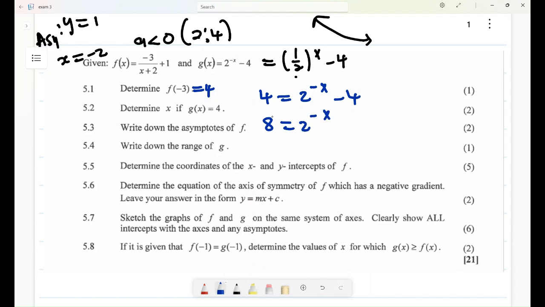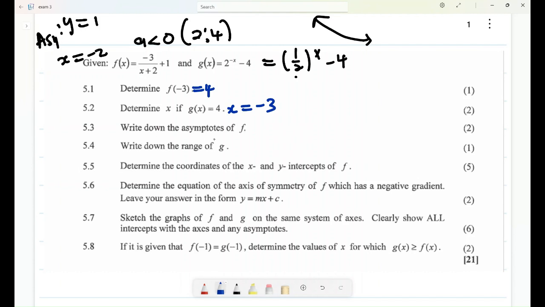Can I make 8 to the base of 2? Yes, I can say 2 to the power of 3 equals 2 to the power of negative x. Therefore, if the bases are the same, what do we do? We do not drop, we equate the exponents. 3 equals negative x. When I divide both sides by negative 1, x equals 3. Not 3, rather negative 3. x equals negative 3.